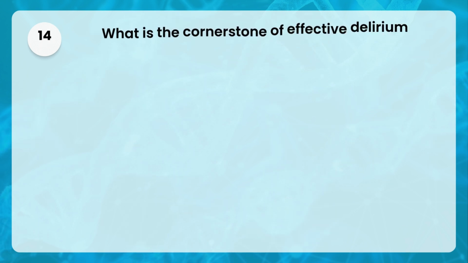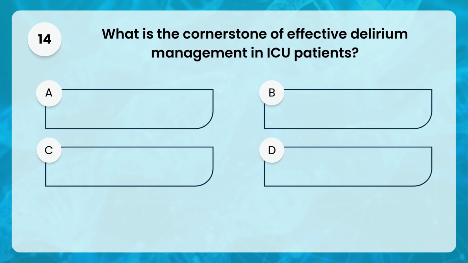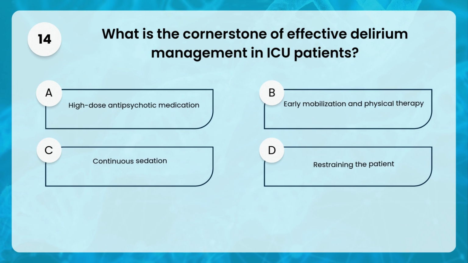Number 14. What is the cornerstone of effective delirium management in ICU patients? A. High-dose antipsychotic medications. B. Early mobilization and physical therapy. C. Continuous sedation. Or D. Restraining the patient.